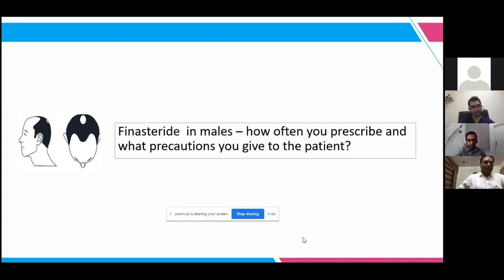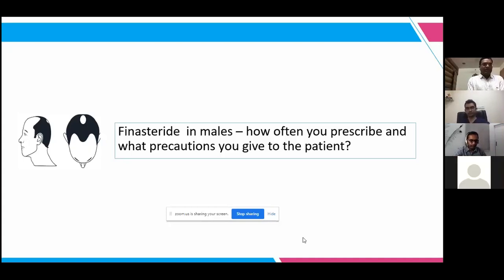But off label, I started using even a 1/4 dose, like 0.25 mg, making the tablet into quarters, one piece every day, in males. I'm using it, and there is a good response with a 1/4 tablet also. Patients are very happy along with minoxidil and a 1/4 tablet of finasteride.